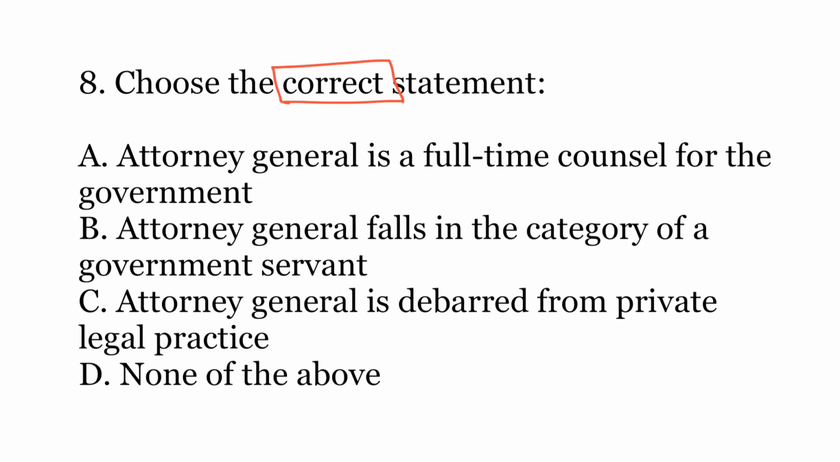Eighth question, choose the correct statement. A, Attorney General is a full-time counsel for the government. B, Attorney General falls in the category of a government servant. C, Attorney General is debarred from private legal practice, or D, none of the above.